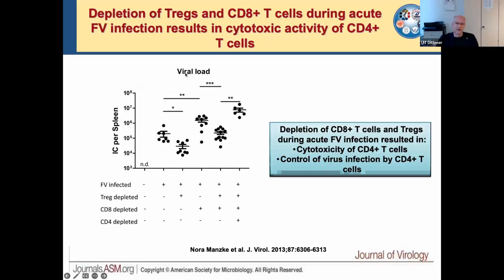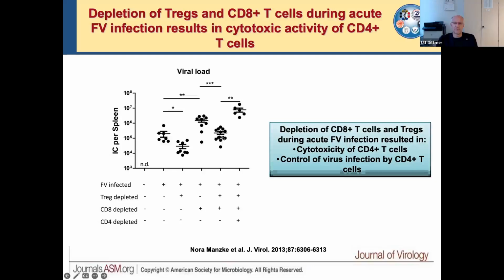Okay, and when we look for viral loads, does that have any effect on viral loads? And I walk you through here. So you can see these are the viral loads in a just Friend virus infected mouse. If you deplete Tregs in this animal, the viral load goes down. And the reason is that you have more activated CD8 cells in these animals. And we showed that in the previous paper. If you deplete CD8 cells, then the virus load goes up, showing you that CD8 cells are really important.